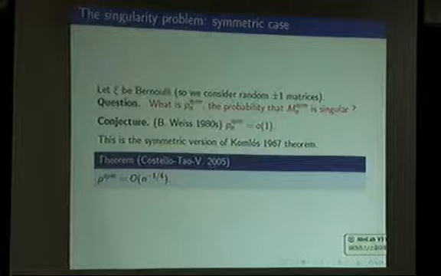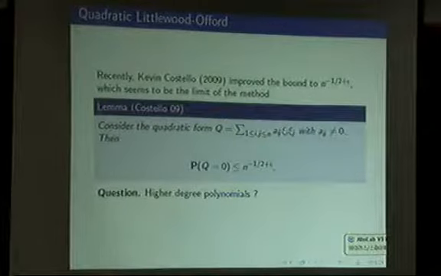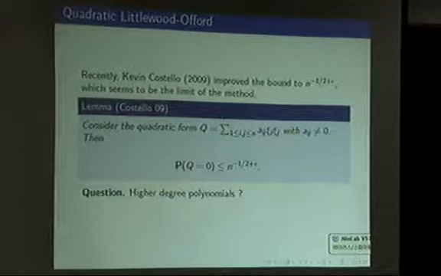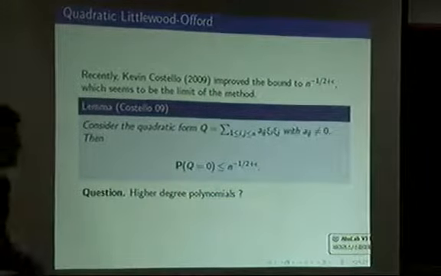In 2005, my student Costello, Tao and I proved it really goes to 0, and it goes to 0 polynomially fast, 1 over n to the some power. And recently Costello improved the bound to 1 over square root n. The reason for 1 over square root n is very interesting. It seems to be the limit of our method, and it comes from a lemma which is sharp. So let me tell you what this lemma is about. This is in itself an interesting topic.